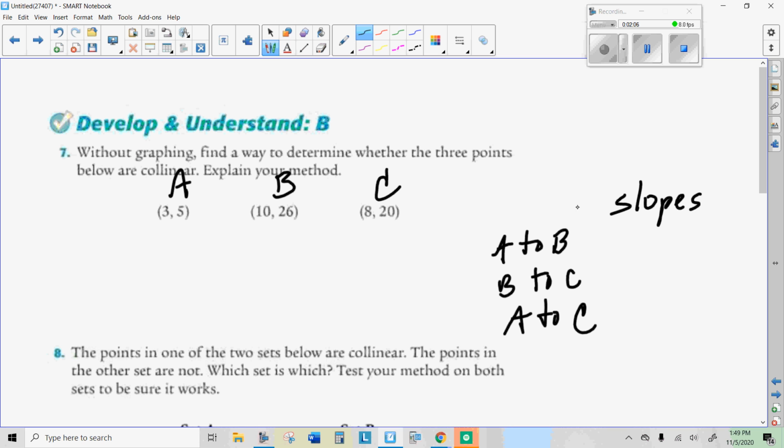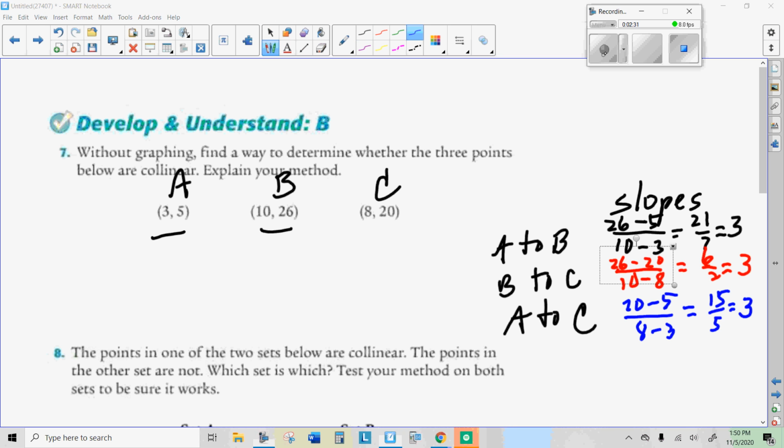Okay, now just to remind you how to do that, I'll do the A to B one for you. You're going to do 26 minus 5 over 10 minus 3. And that equals 21 over 7, which is 3. All right, so you go ahead and do the other ones. All right, so you should have got the same slope for all of them, which tells us that these 3 points are indeed collinear.